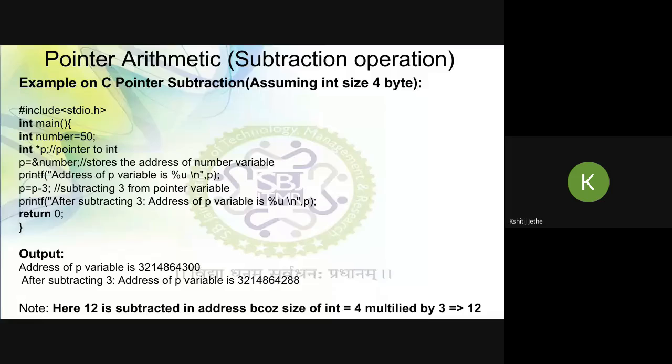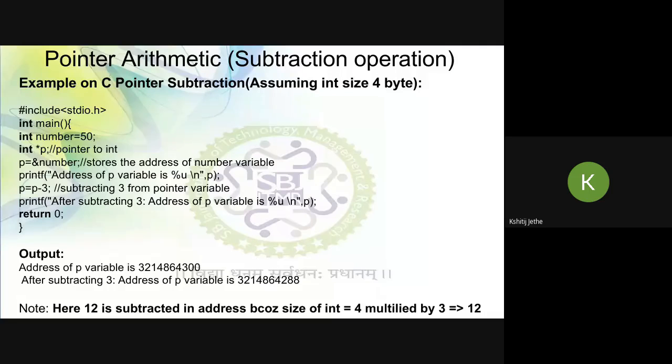Now we have created one pointer variable p, which is going to hold the address of number. That's why we have written p equal to ampersand number. It will store the address of variable number into variable p. Now p is holding that particular address of number. Now we are printing that address. Initially the address is 4300, and then we are performing the subtraction operation.